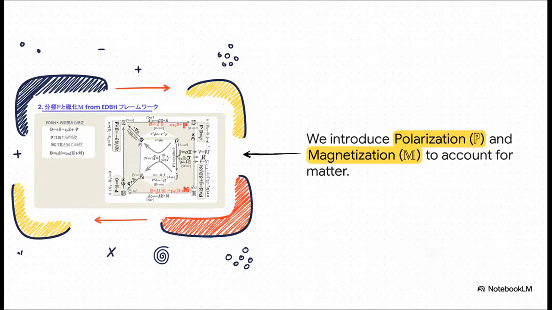We don't have to throw out our beautiful equations. Instead, we just add a couple of new terms to account for what's happening inside the material. Take a look at the highlighted relations here. We introduce this new quantity, polarization, capital P, into the equation for D, and we add magnetization, capital M, into the equation for B. They're basically correction terms. And right away, just from looking at these equations, we can figure out their units. Polarization P has to have the same units as D, which is ampere-seconds per square meter. And magnetization M must have the same units as H, that's amperes per meter.